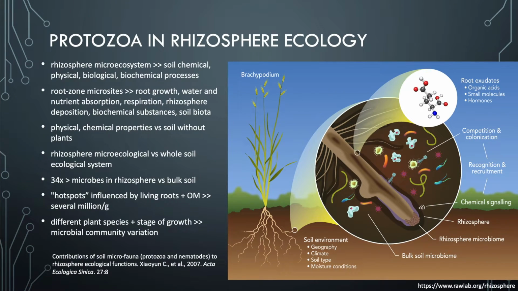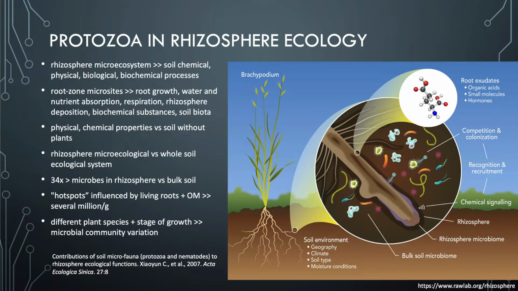So first of all, let's discuss protozoa in rhizosphere ecology. How do they fit into this rhizosphere ecosystem? The rhizosphere is obviously a micro-ecosystem because it's concentrated to the root, specifically to the root part where the root exudates come out from the root. So particularly the root tip, and this influences soil chemical, physical, biological and biochemical processes.